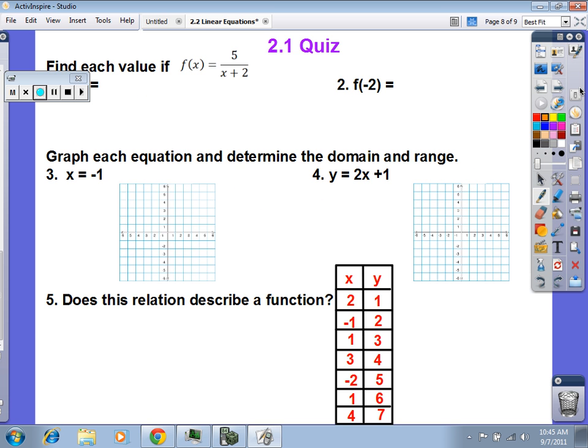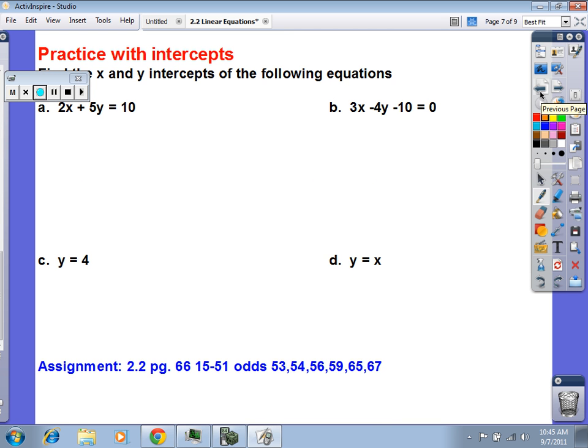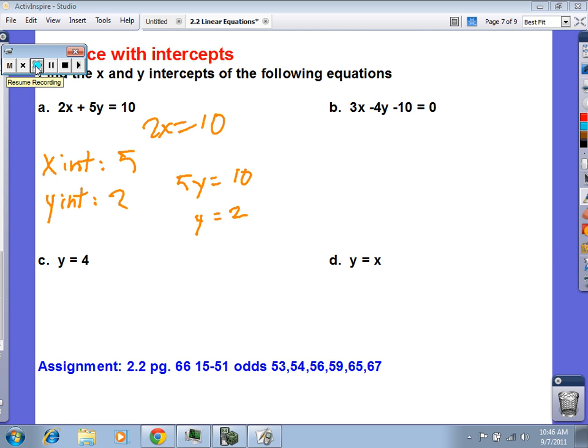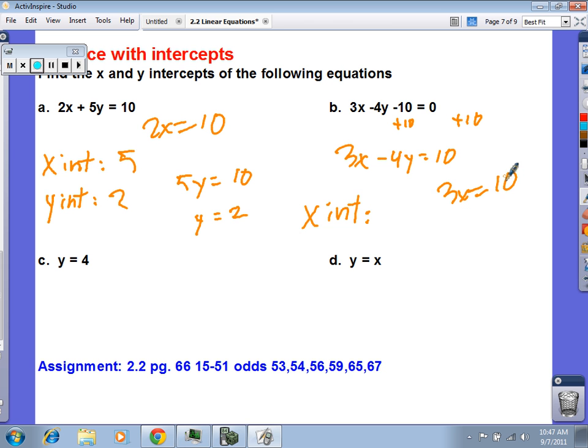Practice these right here. Let's practice A. On B, let's get it in standard form. Let's get this 10 over here. Plus 10, plus 10. So you're going to have 3x minus 4y equals 10. Now if you're going to find the x-intercept, plug 0 in for y. So what's a negative 4y times 0? So you got 3x equals 10. Divide by 3, divide by 3. The x-intercept is 10 divided by 3.